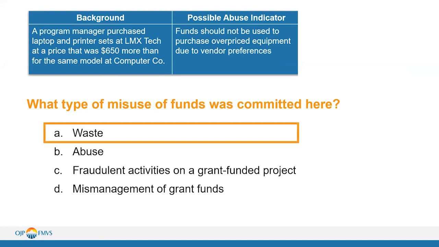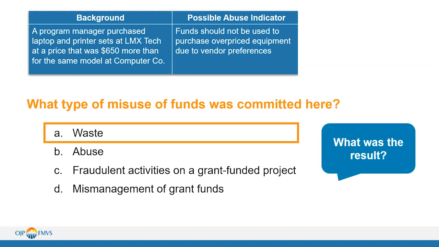So waste of funds, as the PM purchased a more expensive laptop and printer than he could have gotten for a cheaper amount. But it could also be mismanagement of grant funds as well, because it is mismanagement, but it also falls into the line of waste. So if you picked waste or mismanagement of grant funds, technically you are correct.